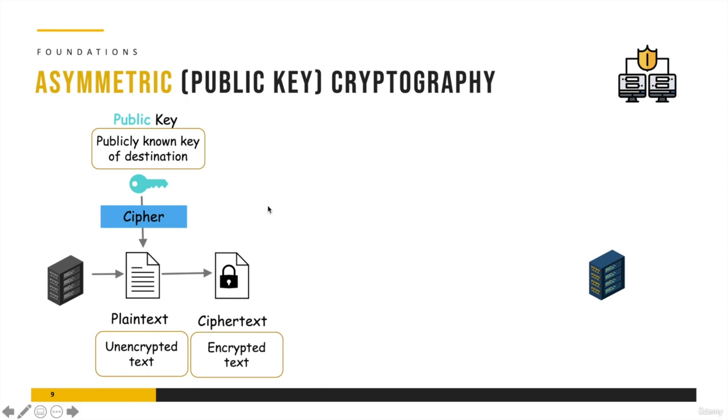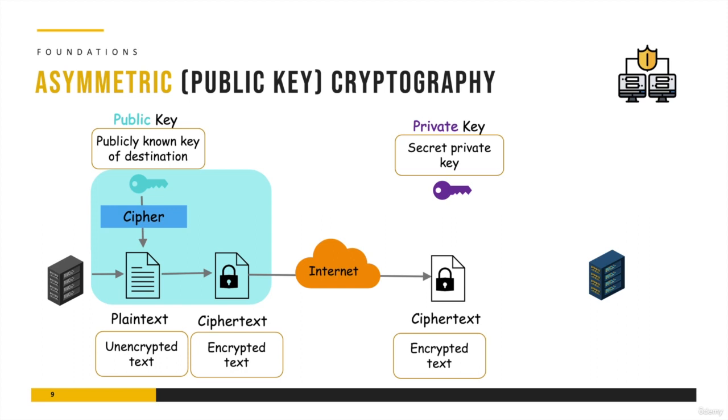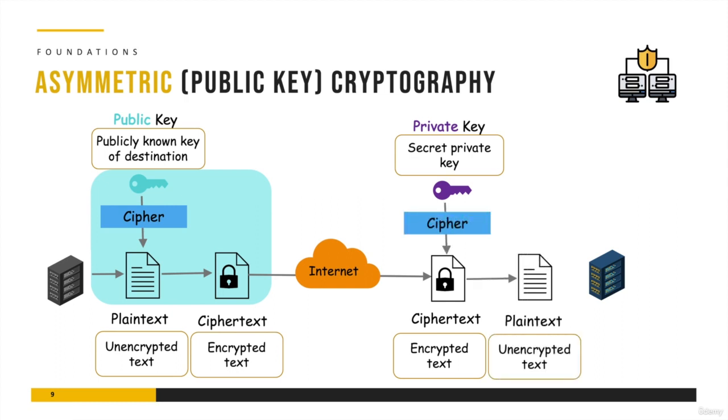So if you want to send a message to a destination and make sure that it's encrypted, you need to encrypt it using the public key of the destination and then send this message over the internet. So even if somebody eavesdrops on this message, it's not a problem. The destination is going to use its private key. Now this one is secret and it is only known to the destination. And once it decrypts this, we have completed the decryption part of the process.